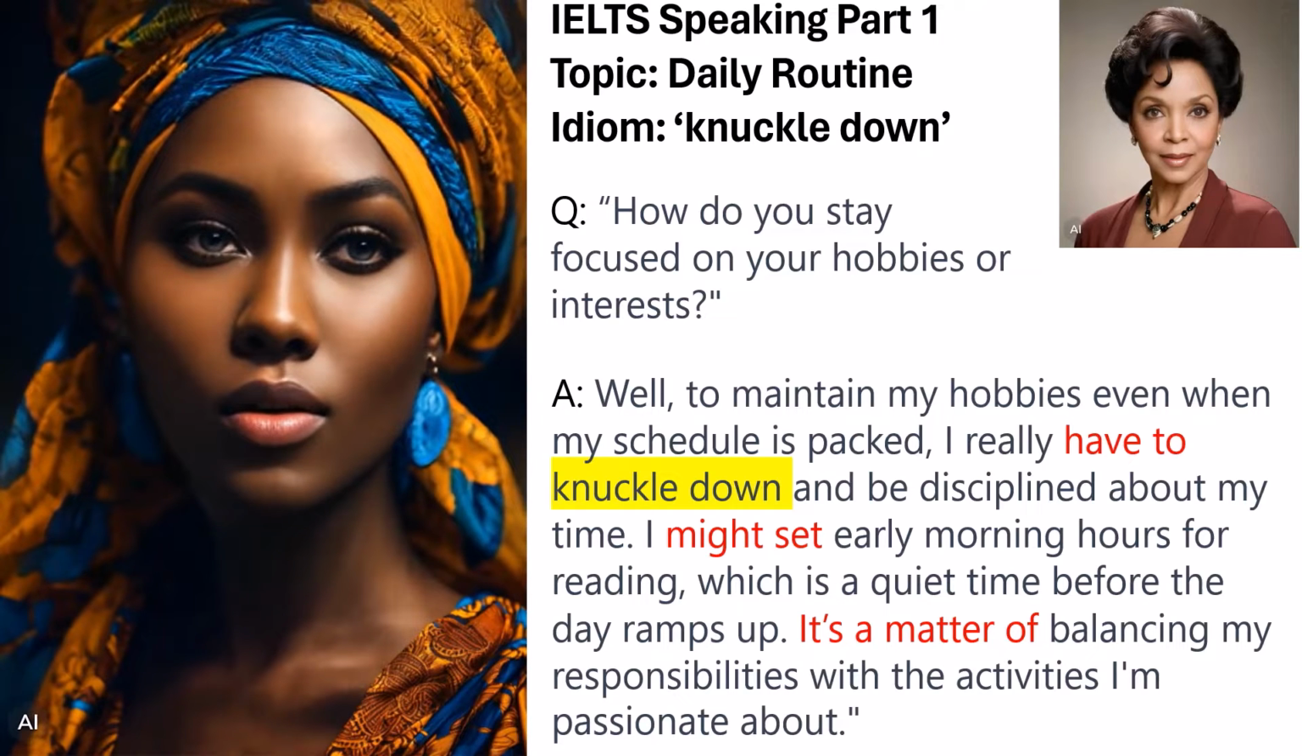The idiom knuckle down conveys the speaker's determination to concentrate and commit to their hobbies amidst a hectic routine. This expression illustrates a sophisticated use of language suitable for achieving a Band 9 score in the IELTS speaking test, as it shows the ability to express one's method of managing time effectively. The verb have to suggests the necessity of discipline, indicating a habitual practice that's conditional to the speaker's busy lifestyle.